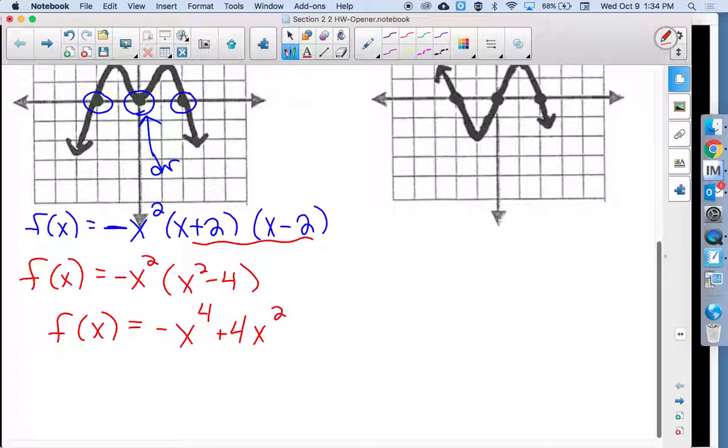We would have then done the opposite. In section 2.2 and this section, we're starting with a function like this and finding the zeros by factoring. So now this is giving you a graph and asking you to work backwards. Questions?